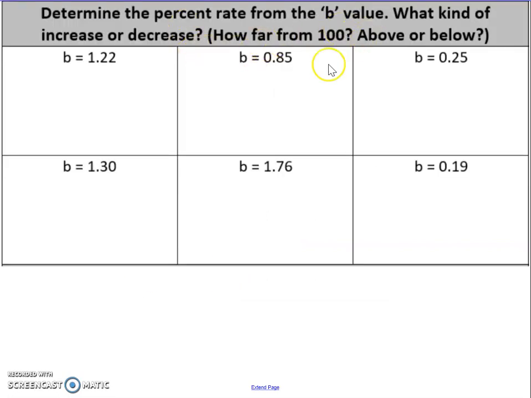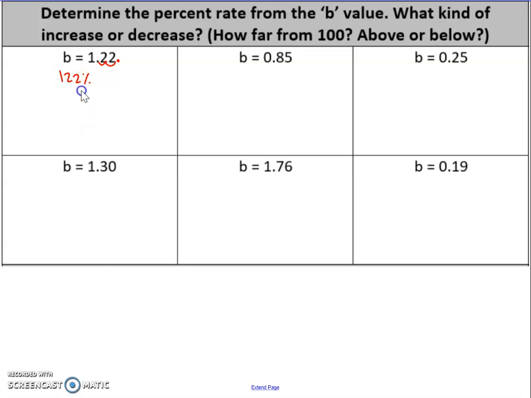All right, so now what if we have our base value, like we have our equation, this is the number we see in the equation, and it asks us what kind of increase or decrease is it. So you're just going to convert and we're going to see how far from 100 are we. Are we above or are we below? Okay, to convert a decimal to a percent, we move the other way. So now we multiply times 100, so that moves us 2 places to the right. So my percent here is 122%.